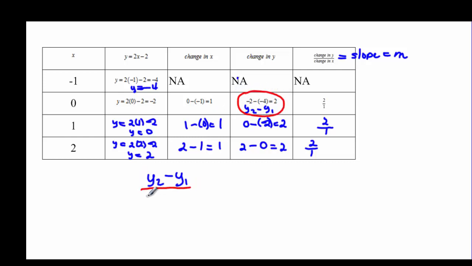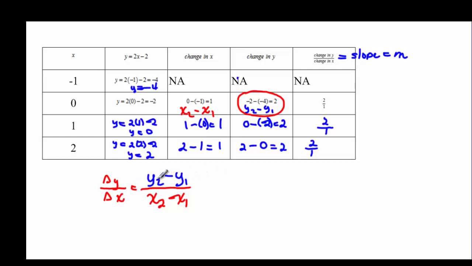And then I have x2 minus x1. And that's exactly what I did here. x2 was 0, and I subtracted from that the first x that I used, which was negative 1. So y2 minus y1, which is the change in y, we're subtracting to find the change in y, over the change in x. Now, a couple things you need to remember.